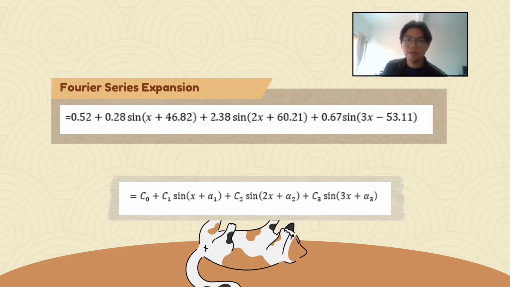Lastly, we put all the values that we already calculated into the formula, which is C0 plus C1 sin(x plus alpha 1) plus C2 sin(2x plus alpha 2) plus C3 sin(3x plus alpha 3), and then we got the answer for the Fourier expansion series, which is equal to 0.52 plus 0.28 sin(x plus 46.82) plus 2.38 sin(2x plus 60.21) plus 0.67 sin(3x minus 53.11).